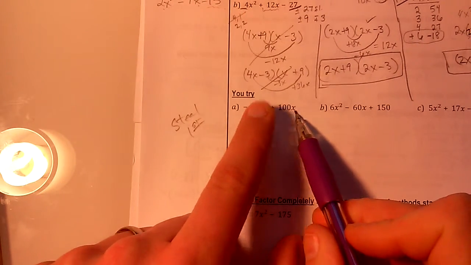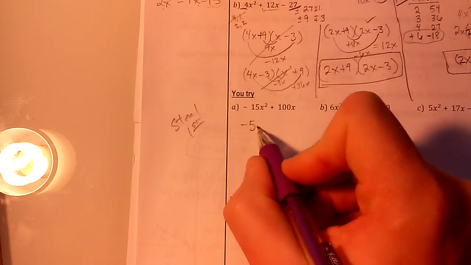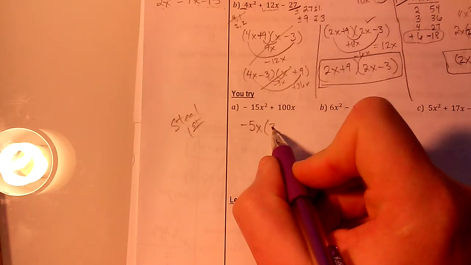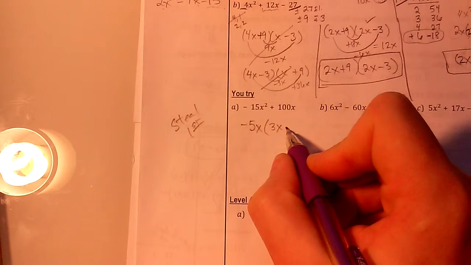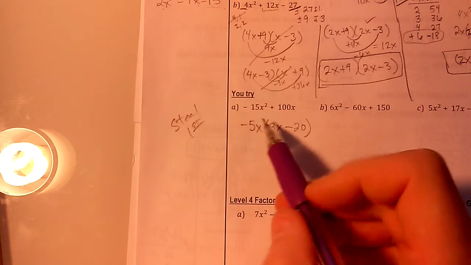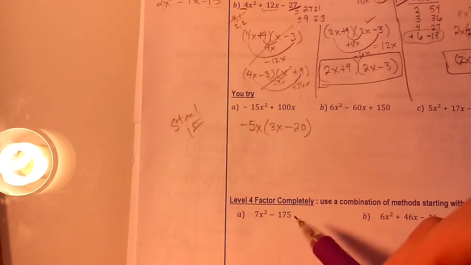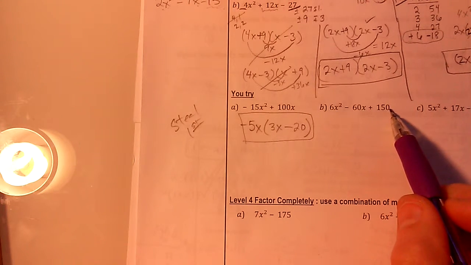See, I can steal an x from both of these. They're both divisible by 5. So I'm going to take out a negative 5 and an x, and I'll be left with 3x and negative 20. Check it. It works. There we go.